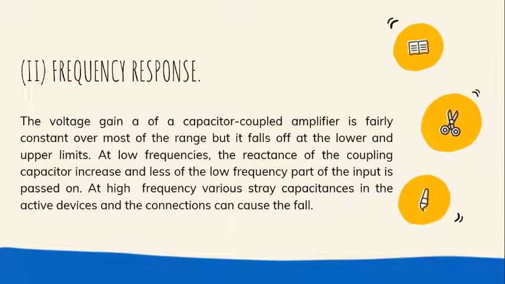Number 2 is frequency response. The voltage gain of a capacitor coupled amplifier is fairly constant over most of the range, but it falls off at the lower and upper limit. At low frequencies, the reactance of the coupling capacitor increases, and less of the low frequency part of the input is passed on. At high frequency, stray capacitance in the active devices and the connections can cause the fall.